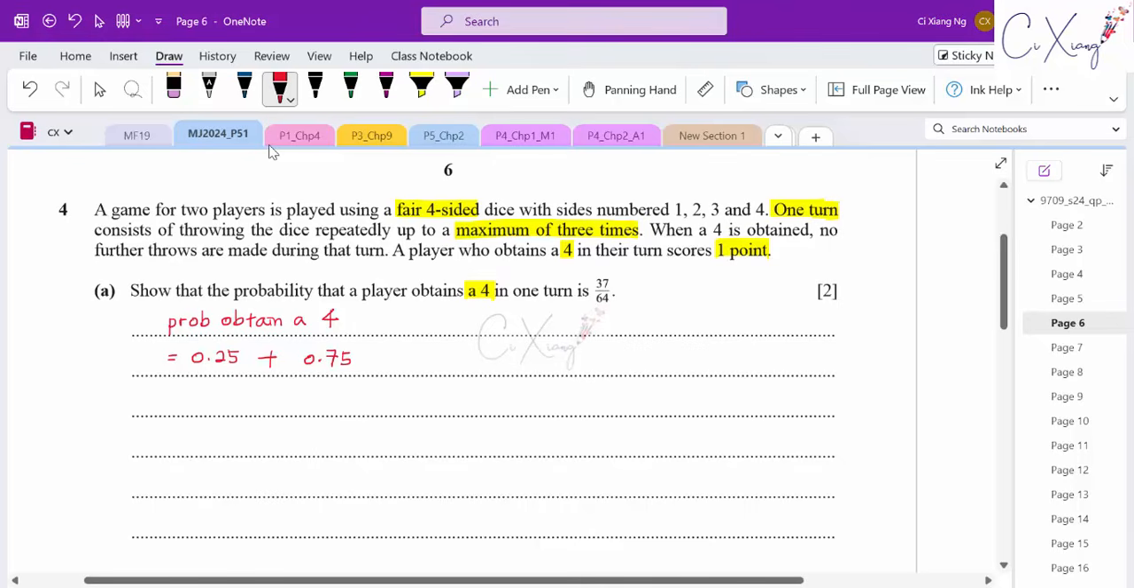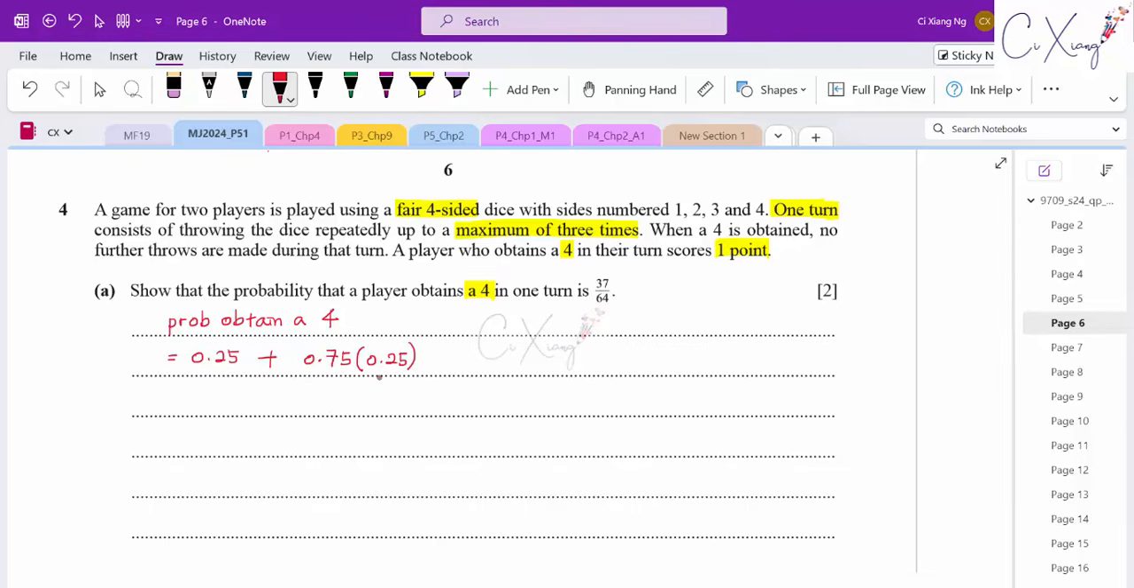To get the 4 is 0.25, right? So not getting a 4 is 0.75. Then for the second row, you get a 4. So you have 0.25 here. Okay, so this is the first case. This is the second case. First row didn't get a 4. Second row you get a 4.